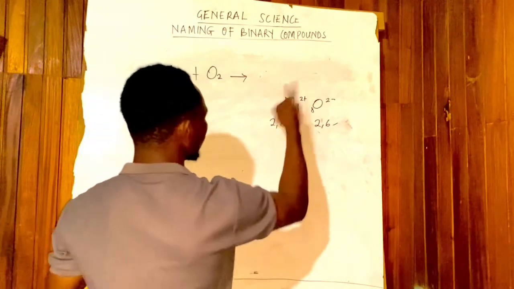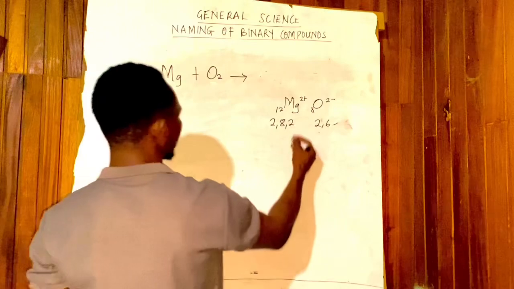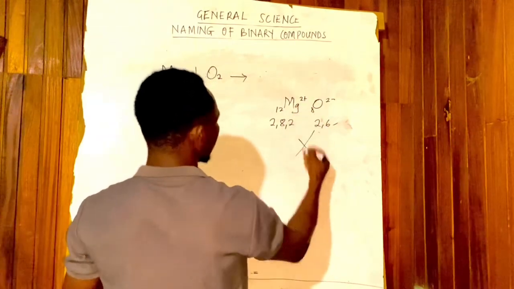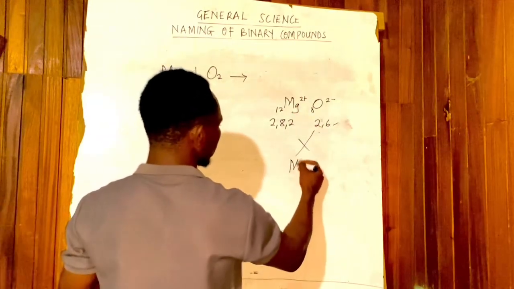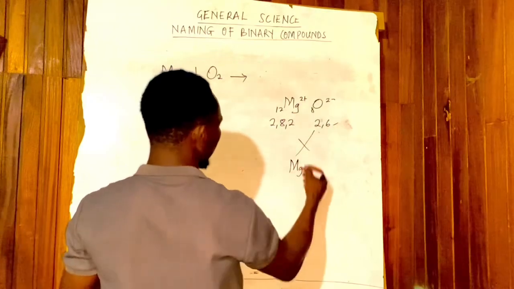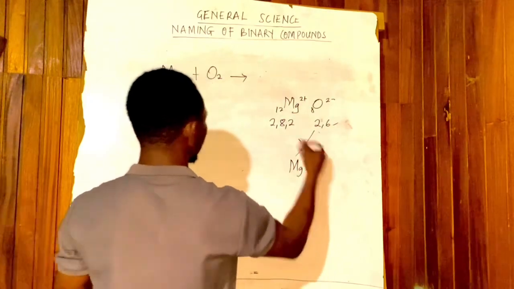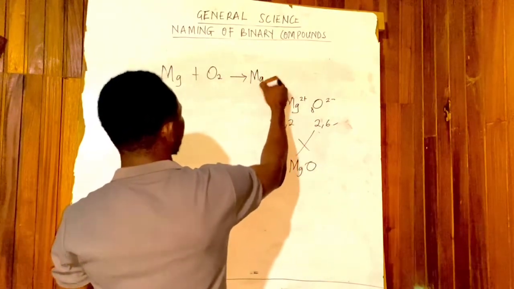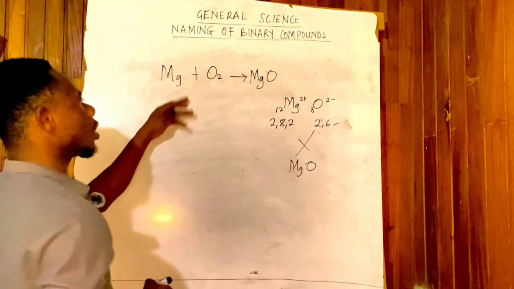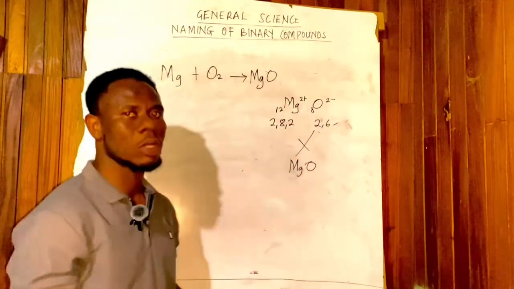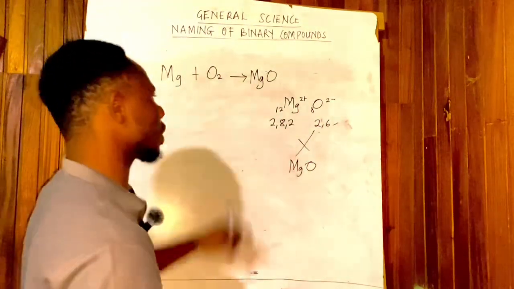Then magnesium will donate the 2. So there is Mg2 plus and O2 minus. Since they are even numbers, 2, 2, we are going to cancel. So we are going to get MgO. So when magnesium reacts with oxygen, you are going to get magnesium oxide.